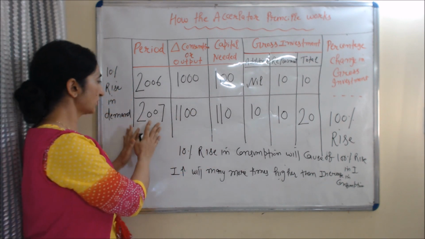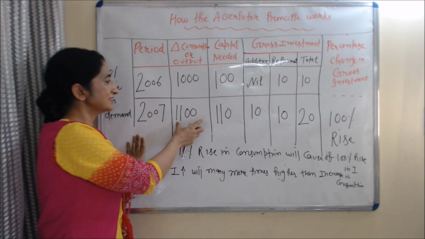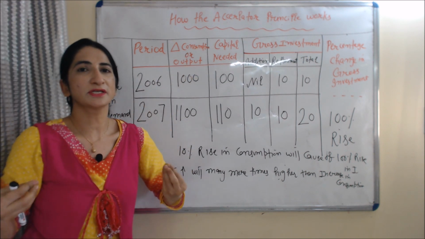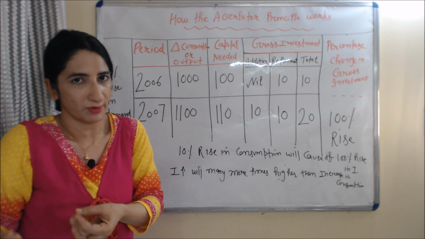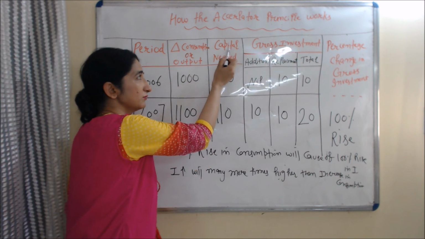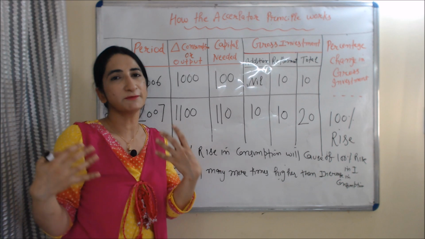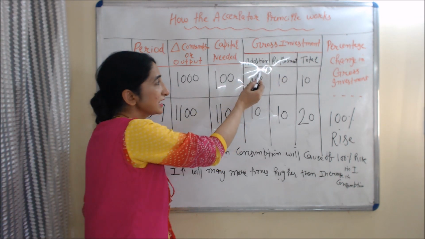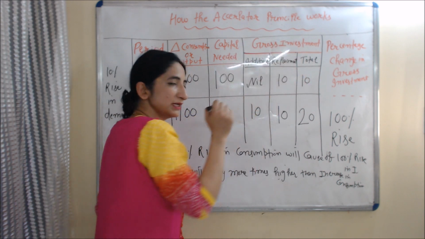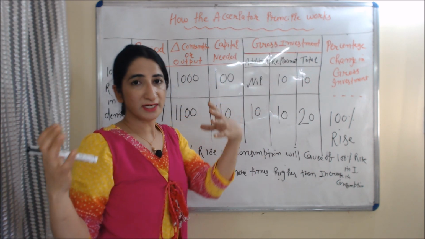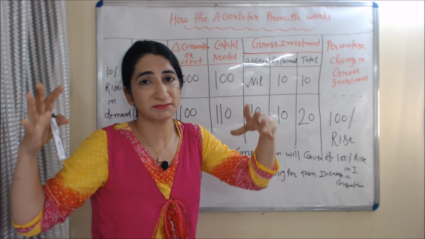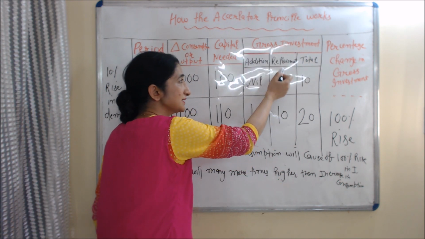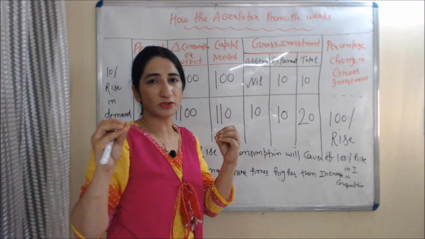In the first column we take time period. In the second column we take change in consumption, or we can say the total amount of output which we required. And in the third column we take capital or machinery needed for output. Here we take gross investment, which includes additional and replacement investment, and total investment. Every year we need some amount of replacement investment because of depreciation. Additional investment plus replacement investment is equal to total investment.